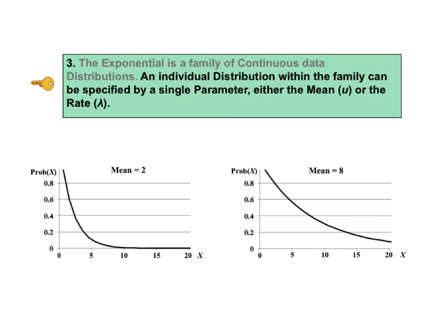Here we show 2 members of the exponential family of distributions, the one with a mean of 2 and the one with a mean of 8. You can see how the curve flattens out as the mean increases.